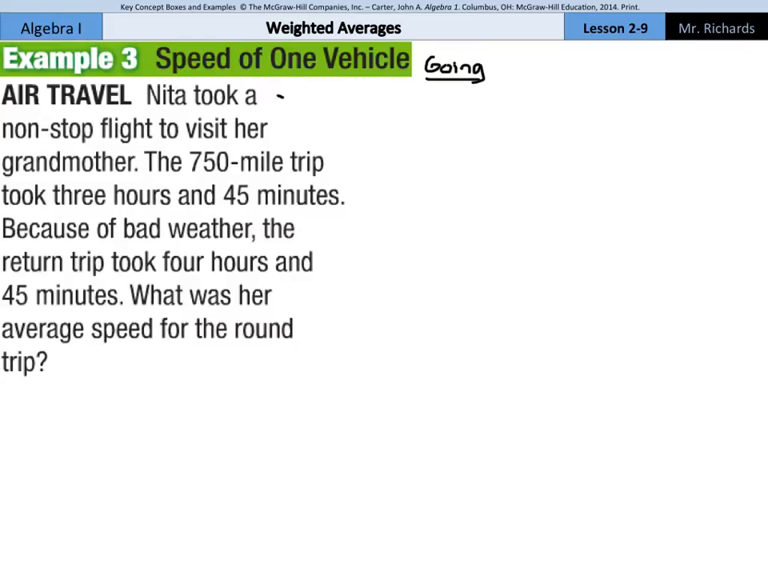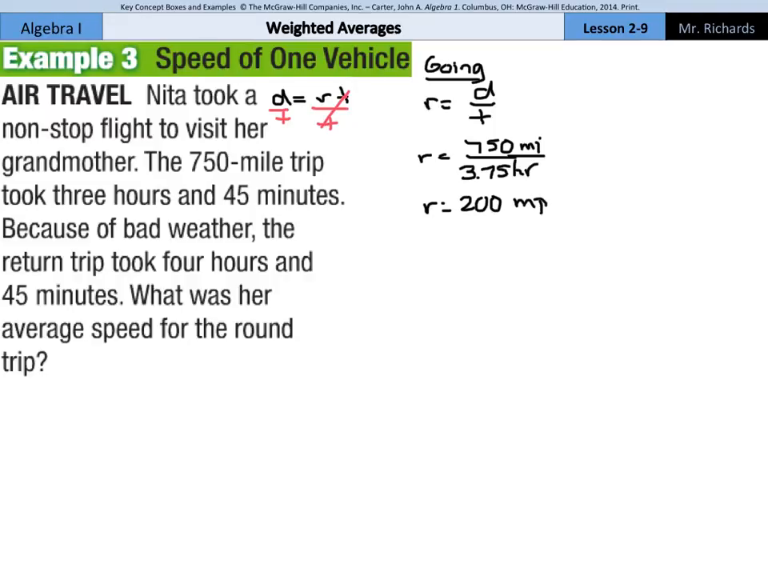Well, if distance equals rate times time, if we simply divide by t on both sides, we can come up with a formula that our rate is going to equal our distance divided by time. So our rate for her going is going to be the distance of 750 divided by 3.75 hours, as we have miles per hour, and 3/4 of an hour is 45 minutes. So this is going to be then 200 miles per hour going.